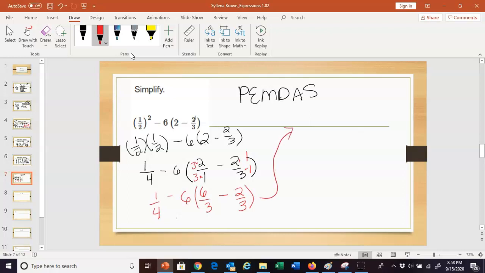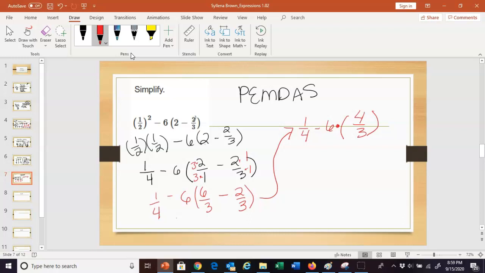So if it's okay, I'm going to come up here. I kind of write big, sorry. 6 minus 2 is 4/3. Okay, so we did parentheses, we did exponents. Now we're going to do multiplication. So here's that little number next to that parentheses. Remember, that means multiply. So we have 6 times 4/3.